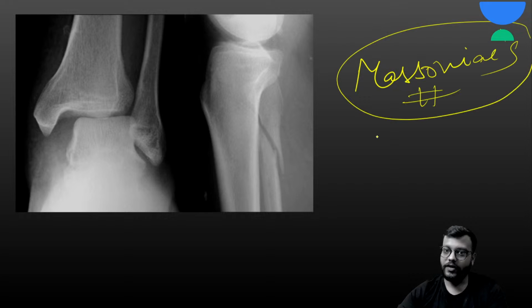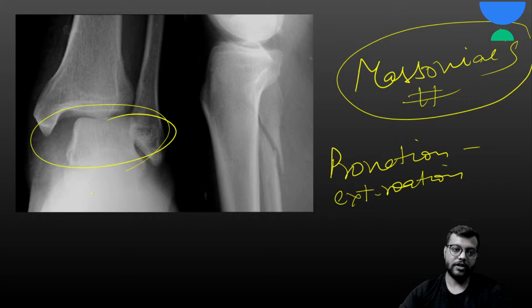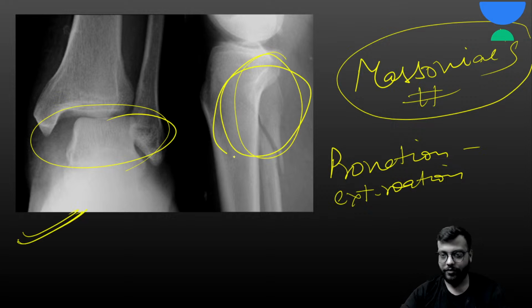This is a pronation external rotation injury of the ankle, where you can see the ankle mortise is lost and there is disruption of the tibiofibular syndesmosis with fracture of the neck of the fibula. This is called Maisonneuve's fracture.